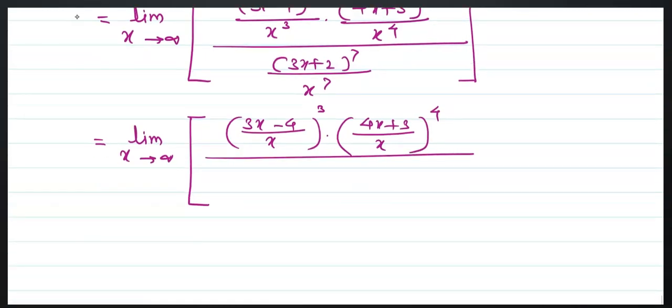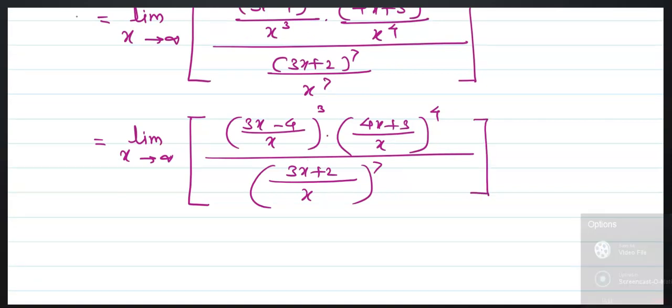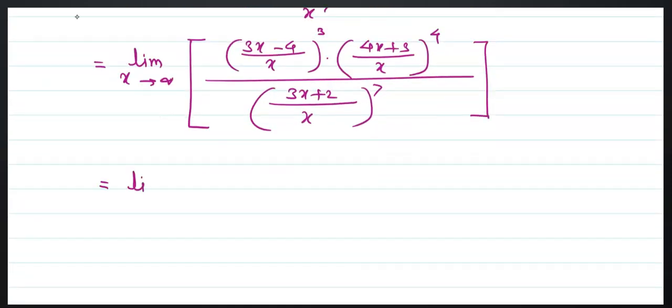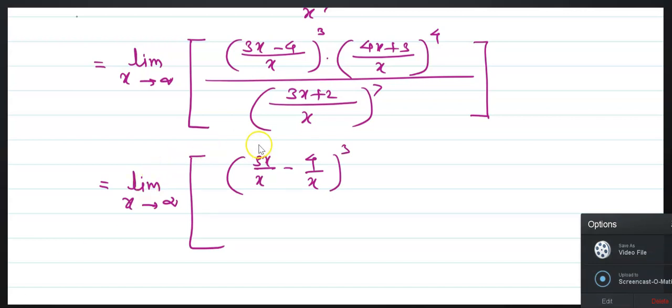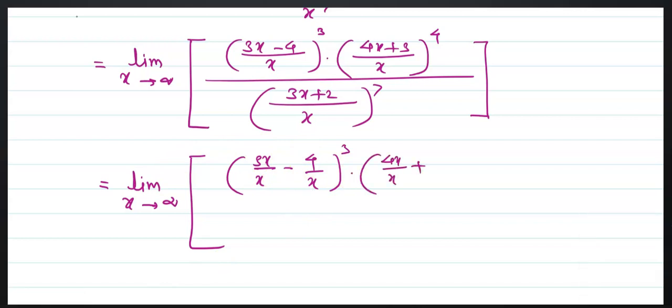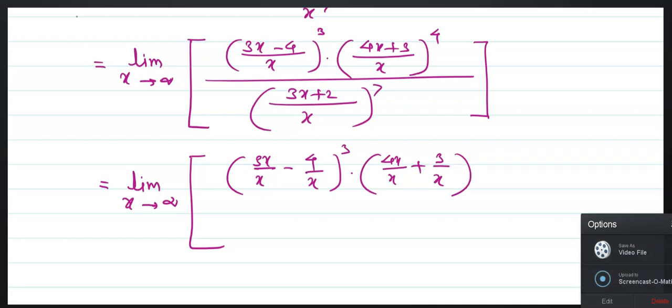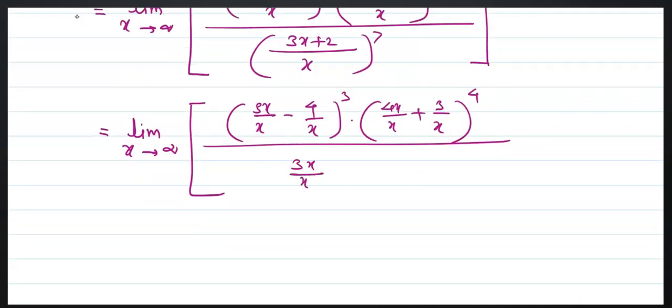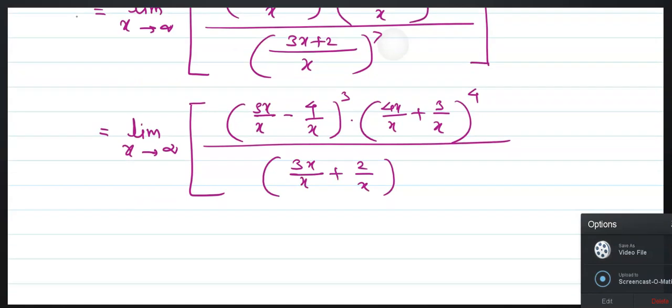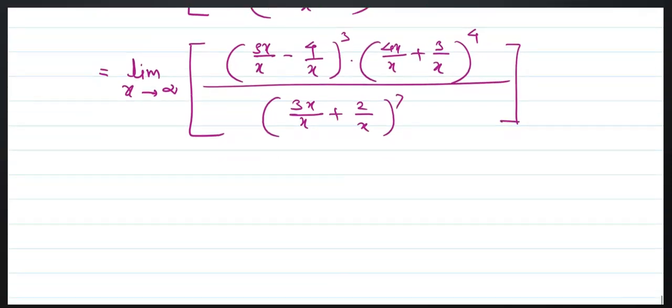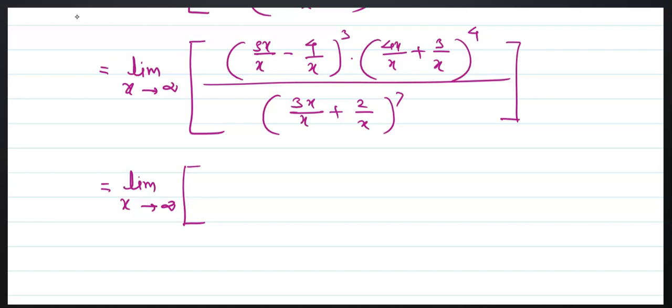Now the next is (3x + 2)/x raised to 7, bracket complete. And now this is the easy one. As limit x tends to infinity, (3x − 4)/x, that is (3 − 4/x) cubed, into (4x + 3)/x, that is (4 + 3/x) raised to 4, upon (3x + 2)/x raised to 7, bracket complete.